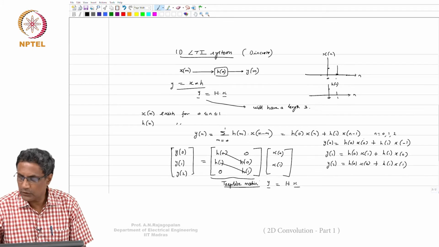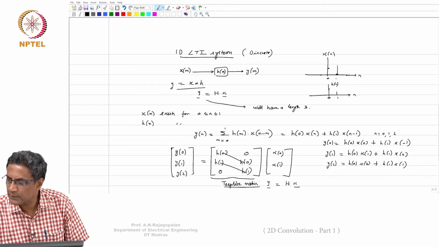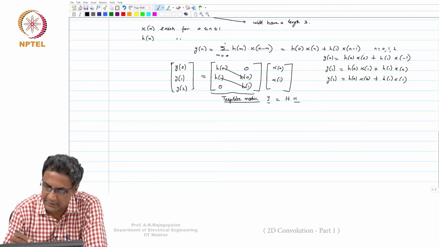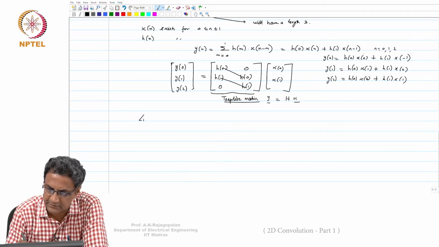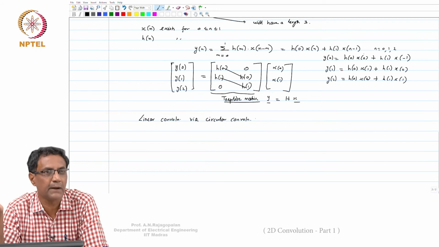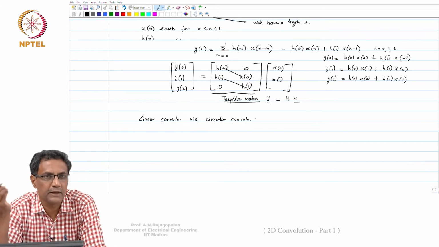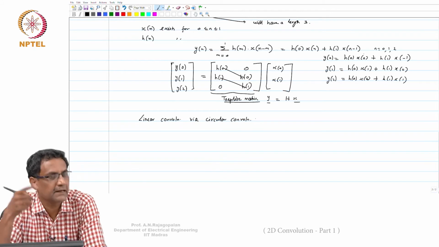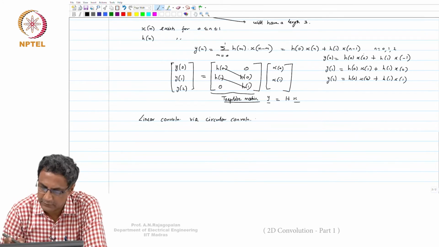Now what I want to do is express the same thing through another way. Let us implement linear convolution via a circular convolution. Let's do the same thing, but come via a circular convolution. What does that mean? That means we should zero pad. You know how we do that. We zero pad both x and h to the length of y, and cyclically repeat them, and then do a convolution.